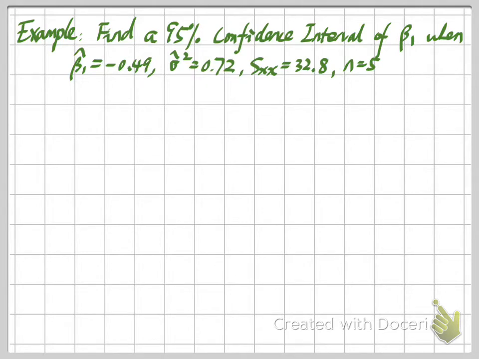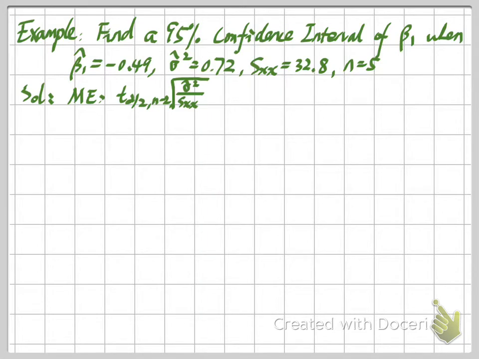Now if we want to compute this confidence interval, the first thing we should compute is the ME, and after we get the ME, we can use it to compute the left and right endpoints. So what is our ME? Our ME is t sub alpha over 2, comma n minus 2, times the square root of sigma hat squared divided by S sub XX.